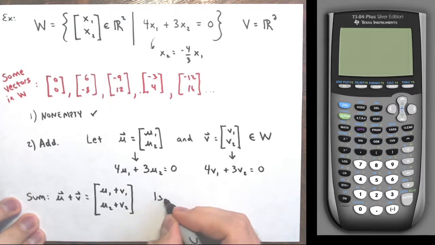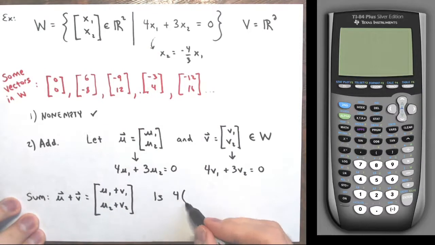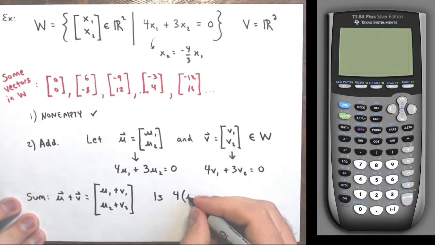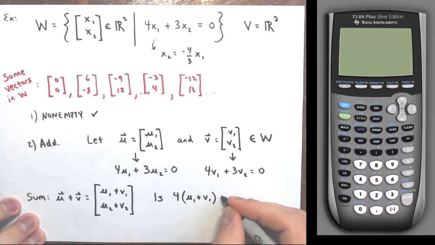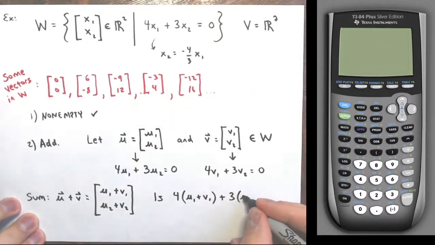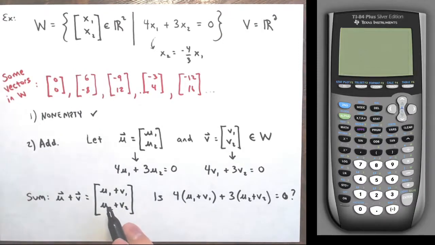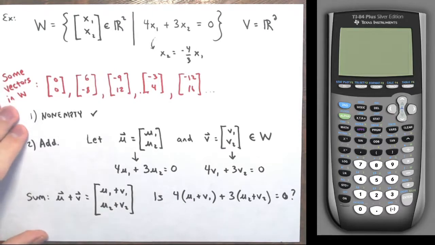And then the big question is this. Is 4 times the first component, right, 4 times the quantity u1 plus v1, plus 3 times the second component, right, 3 times the quantity u2 plus v2, is that equal to 0? Because if it is, then our sum is in W and it's closed under vector addition. If this is not 0, then it's not closed under vector addition, and we should be able to find a counterexample, right? Well, let's take a look at this.